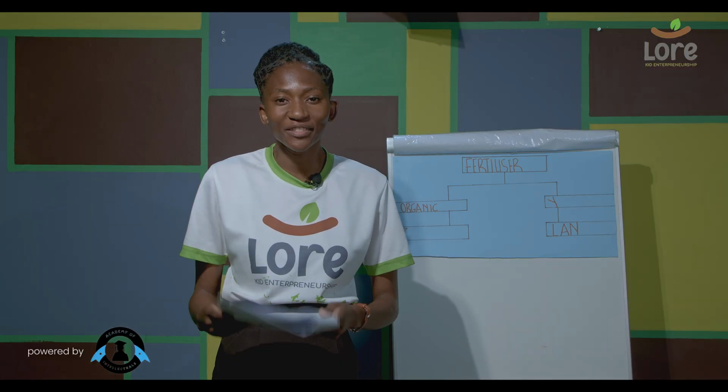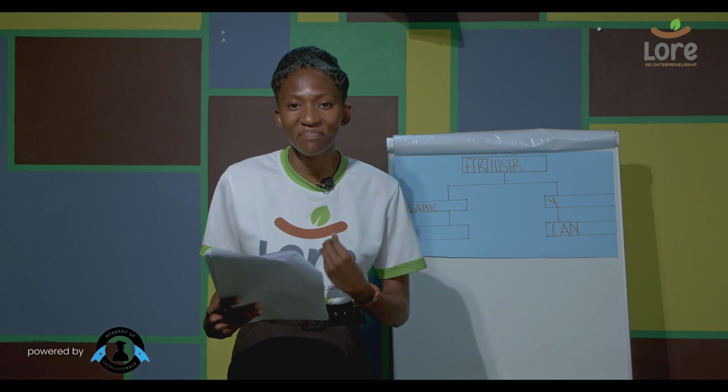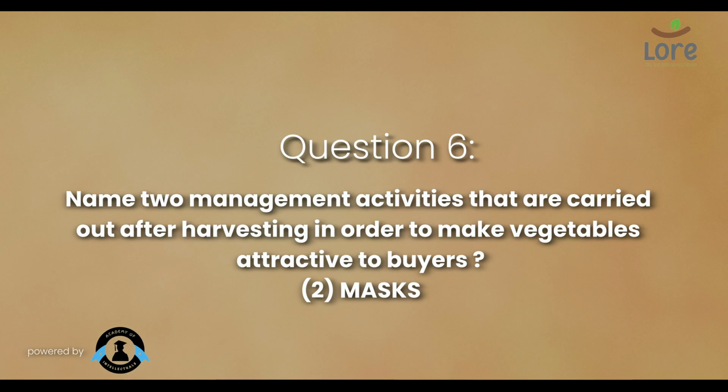Let's move on to question 6 of our revision paper. Question 6 says, name 2 management activities that are carried out after harvesting in order to make vegetables attractive. I will repeat the question again. Name 2 management activities that are carried out after harvesting in order to make our vegetables attractive.